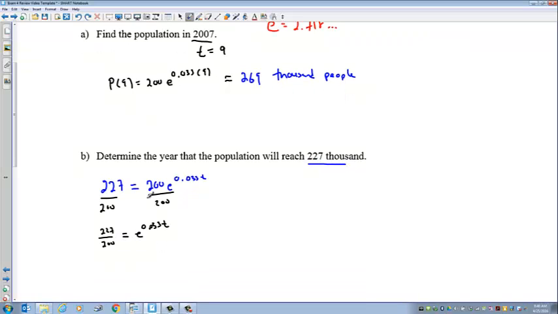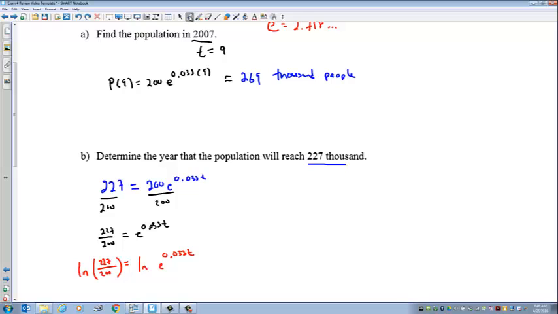And now you'll notice I can ln both sides because I have something to a power. So when I ln both sides, so ln of 227 divided by 200, and sometimes we'll put this in parentheses so it's real clear it's ln of all that, is equal to ln of e to the 0.033t.